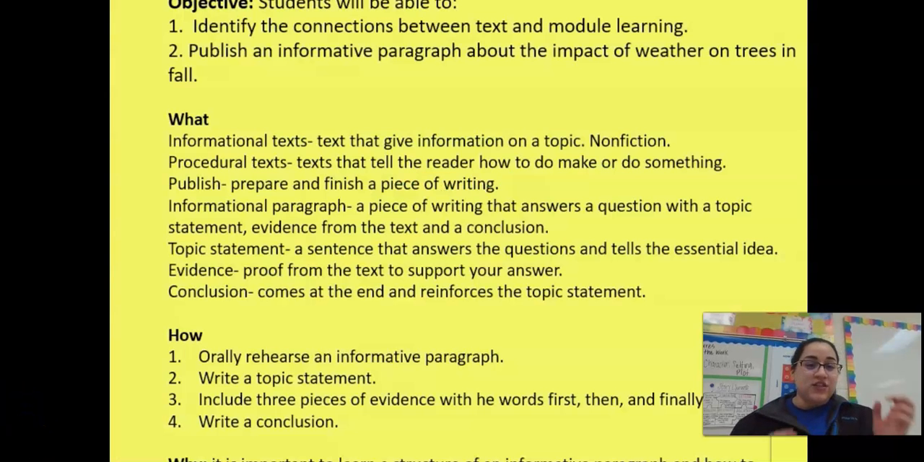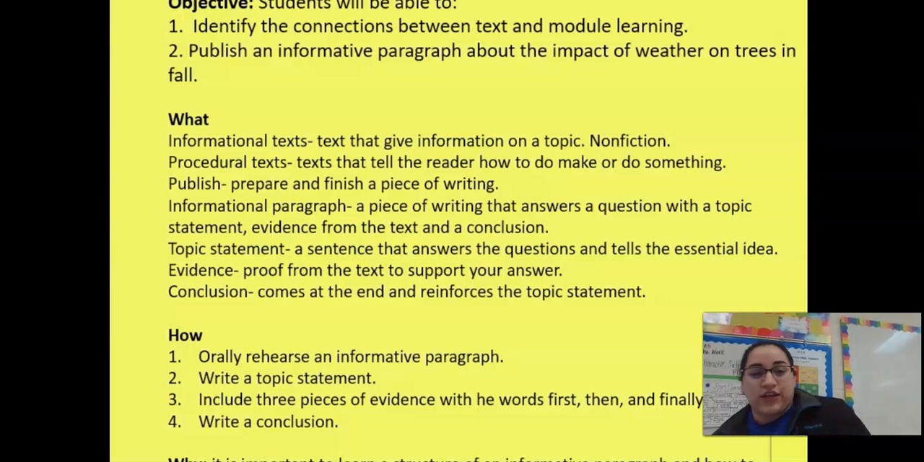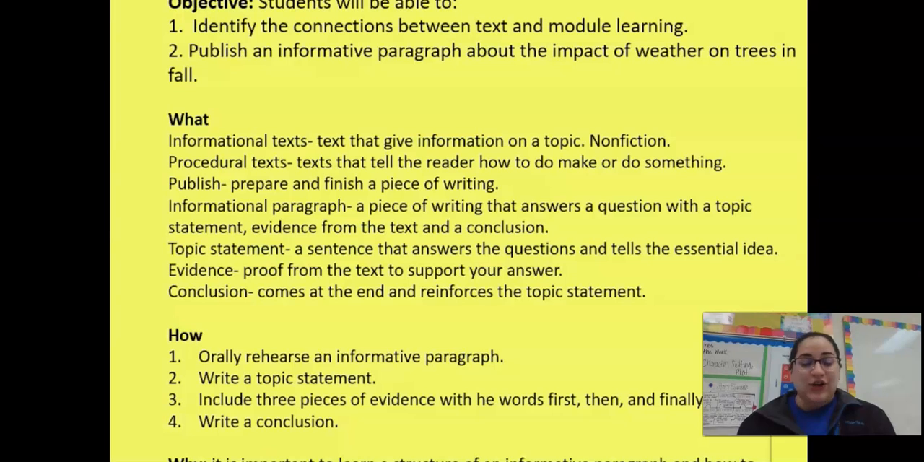Our objectives are that students will be able to identify the connections between text and module learning. You will publish an informative paragraph about the impact of weather on leaves in fall. On Friday, we did our informative paragraph and we discussed it and brought our ideas together to complete it. So today we're going to be looking at that informative paragraph and give each other the feedback necessary to grow and be ready for our ENA module.